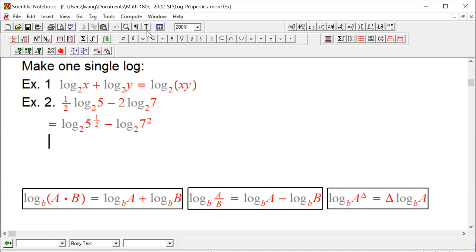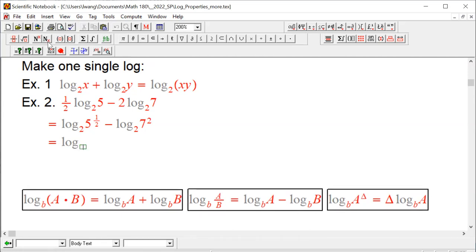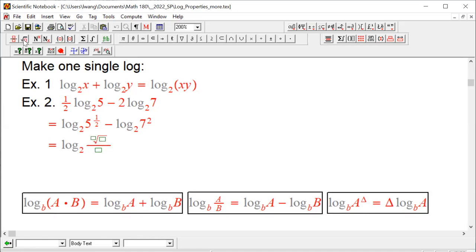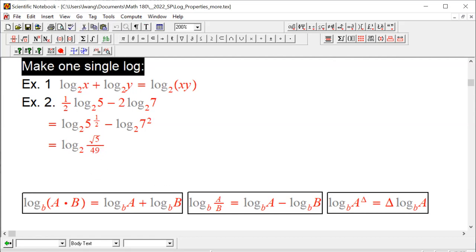And now we can apply the quotient rule. The same base, A and B. We're going to apply the quotient rule: log base 2 of the quotient, and you can write square root of 5 if you want. The denominator, of course, is 49, 7 squared. So this process is called making one single log. Very, very useful.